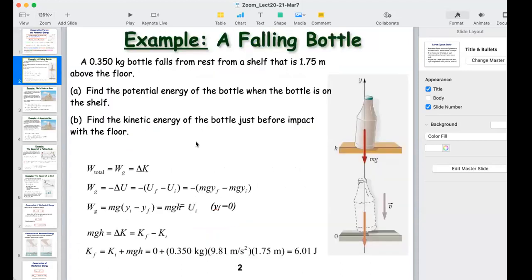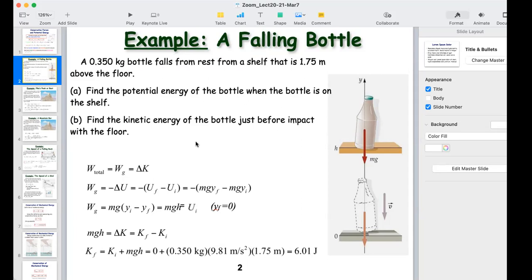So let's see one example. We see a falling bottle. We have a 0.350 kilogram bottle that falls from rest from a shelf that is 1.75 meters above the floor. Find the potential energy of the bottle when the bottle is on the shelf, and find the kinetic energy of the bottle just before impact with the floor.